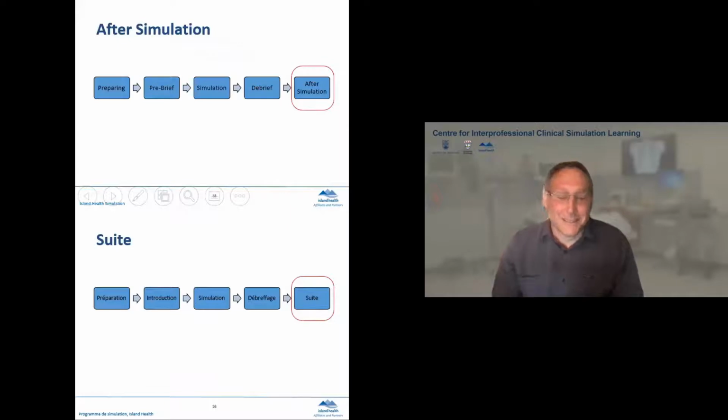So let's drift into the after simulation segment. And so we'd like to share now some of the tools that we used. Next slide, please.